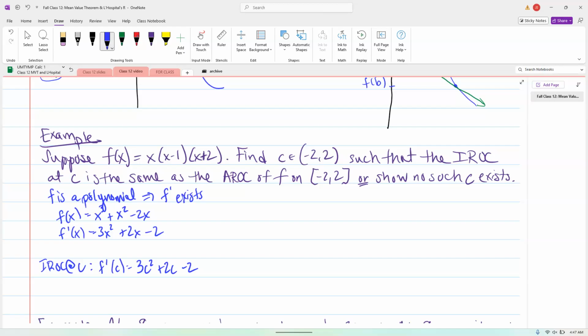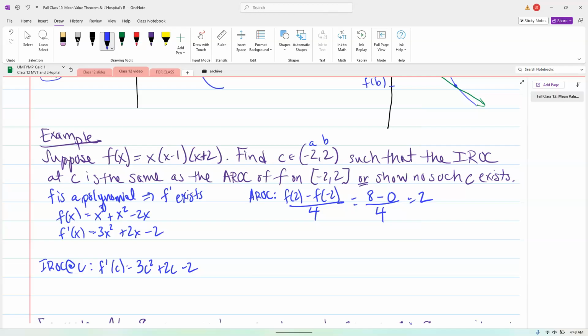Okay, and then I need to calculate the average rate of change. And so these are our a's and b's, right? So I need to do f of 2 minus f of negative 2 all over 2 minus negative 2, which is 4. If I do this, f of 2, I get 8, and then minus 0, all over 4, which gives me 2.